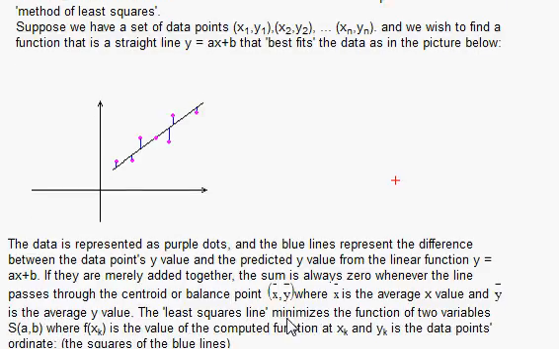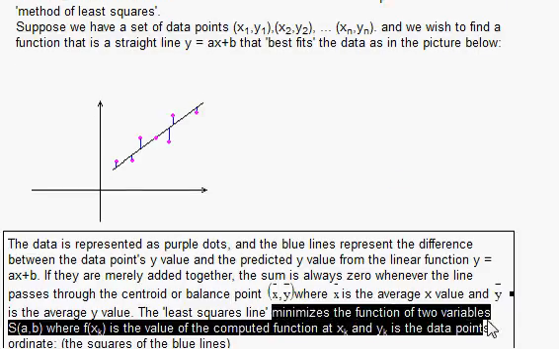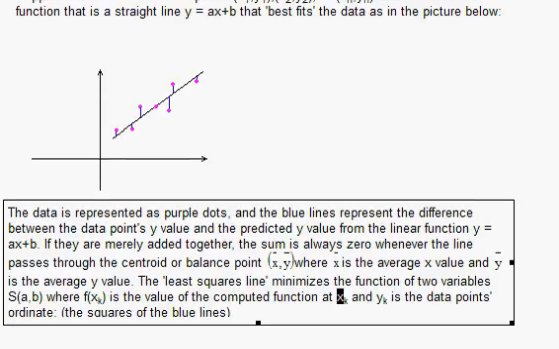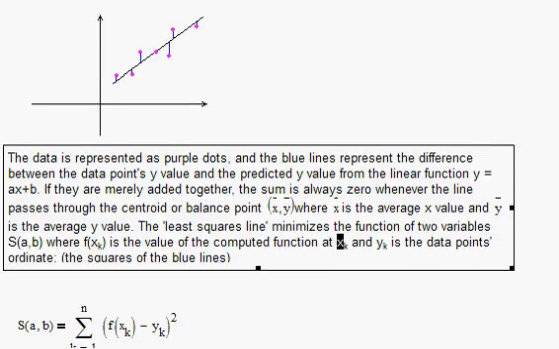So the least squares line minimizes the function of two variables, S of a and b. Keep in mind we're trying to find a and b, where f of xk is the value of the computed function and yk is the data point's ordinate. And so we're going to square these differences and then minimize that set of squares.